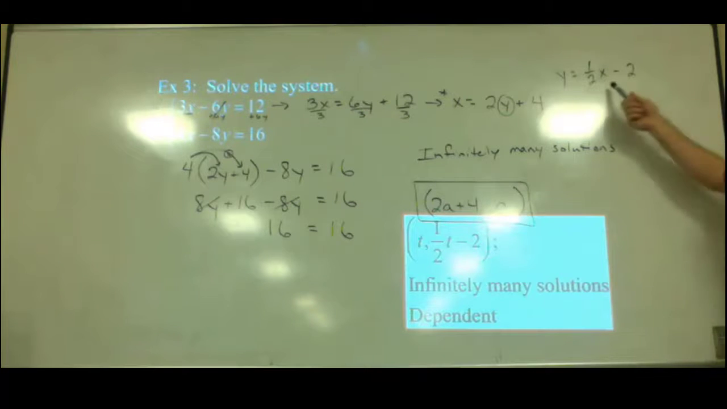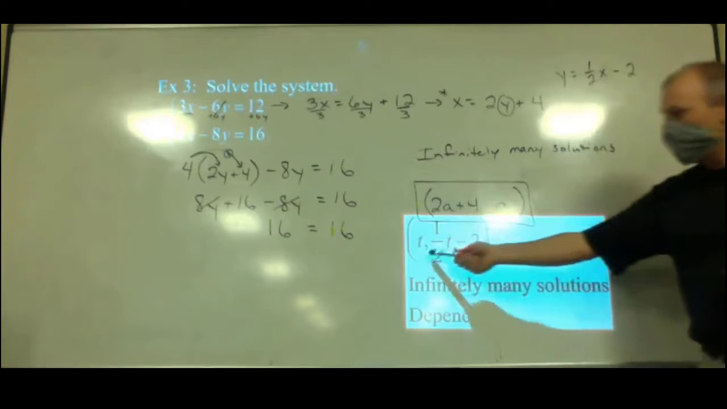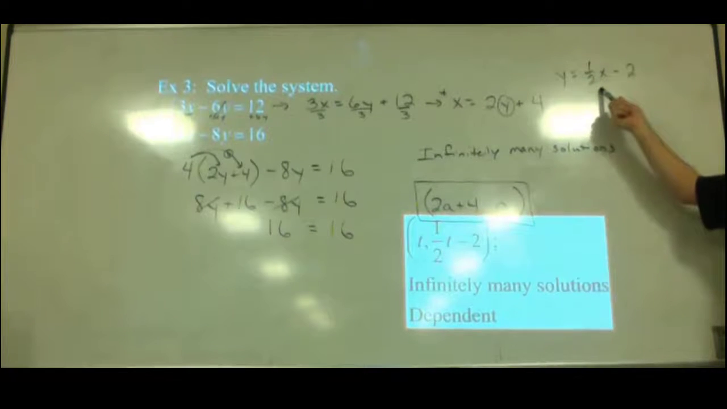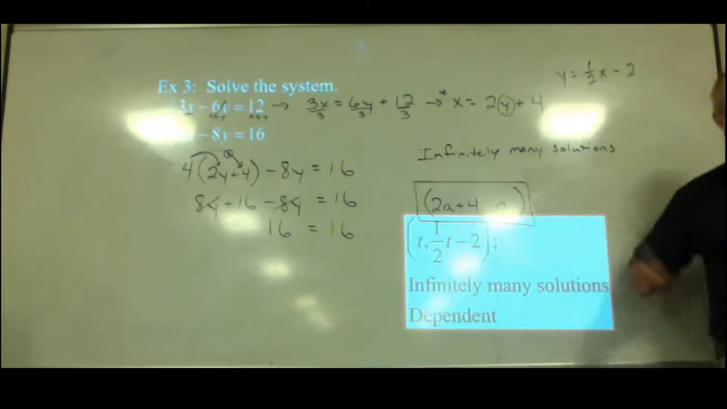But if we had solved it this way, notice then we pick any value we want for x, and we would put that in here, and then we replace the x with that value that we choose. In this case, I chose a t, but it's the same. It's just a different description of the same line.